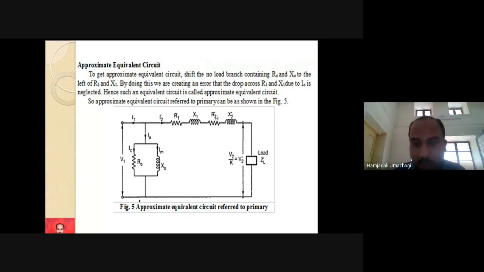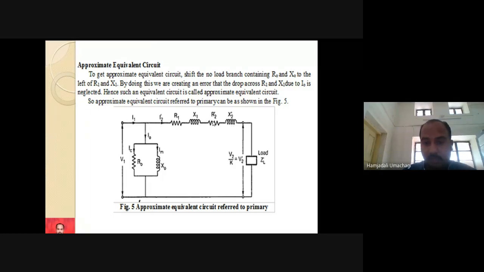Here, all these parameters are referred to the primary side, because I have moved the secondary parameters to the primary side. So this is our primary circuit parameters, and the name for this will be the approximate equivalent circuit referred to primary side. If R1 and R2 dash appear in series, then R1 plus R2 dash becomes R1E, the equivalent resistance referred to the primary side. X1 and X2 dash will become X1E.